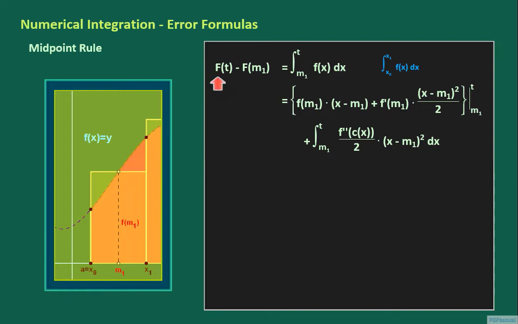Using the fact that capital F is an antiderivative of little f, the integral of little f from x sub 0 to x sub 1 should be equal to capital F evaluated at x sub 1 minus capital F evaluated at x sub 0. To determine capital F of x sub 1, we plug in x sub 1 for t in this equation.